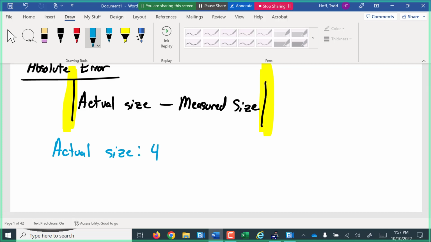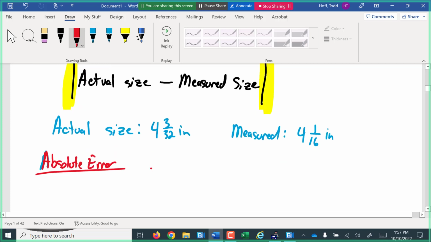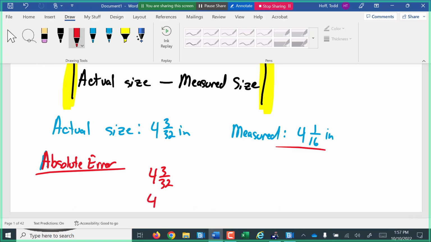So if I have an object that has an actual size of 4 3/32 of an inch, and it gets measured as 4 1/16 of an inch, the absolute error is just the difference in those measurements. So the bigger one here is the 4 3/32. I'll subtract the 4 1/16.